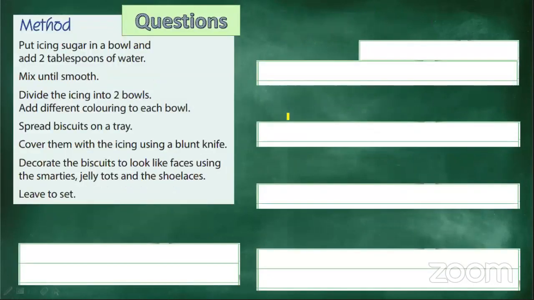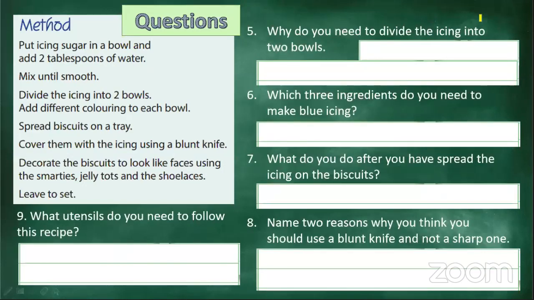So there you have the method. Before we read the method again, let's look at the questions. Number 5. Why do you need to divide the icing into 2 bowls? Remember, don't give me your answers yet. Just write them down if you have a piece of paper. Number 6, which 3 ingredients do you need to make blue icing?